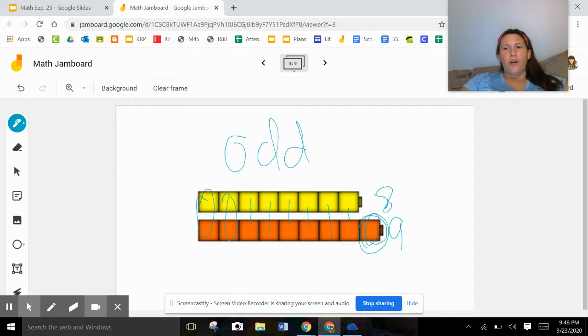So our number altogether, we've got 8 on top and 9 on the bottom. So that means our equation for this number would be 8 plus 9. And we know that it is odd because these two numbers do not match with each other.